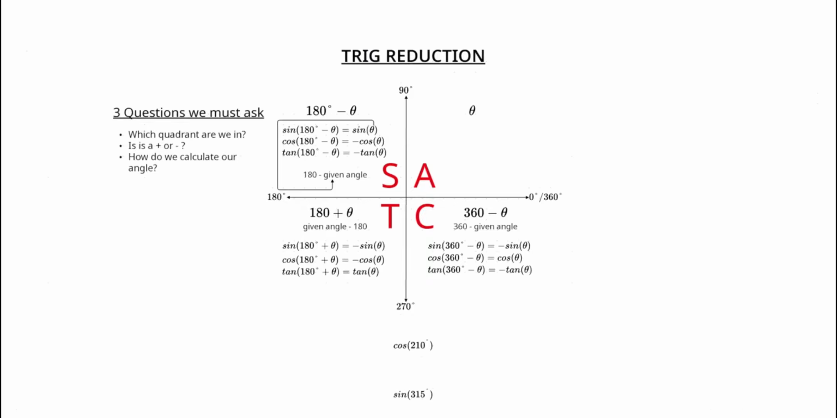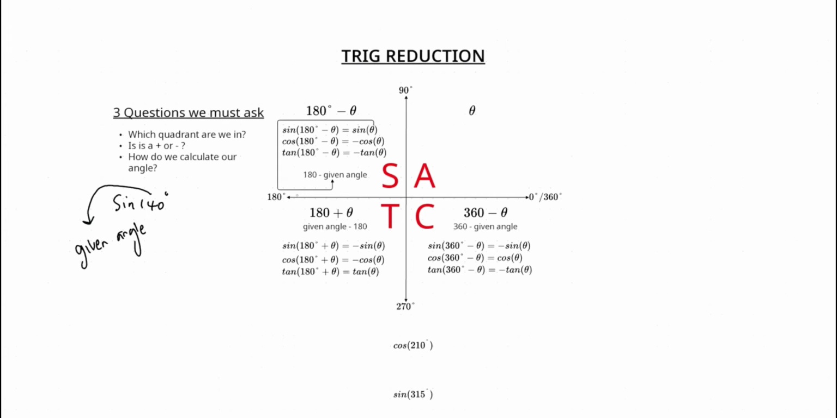So when we're given a question, let's take an example, sine 140. When we have sine 140 degrees, we're going to ask ourselves three questions. These three questions we have to ask whenever we get a question. And the first question we ask ourselves is, which quadrant are we in? We get that from the angle that's given to us. So our given angle here is 140. So we know that our given angle is clearly between 90 degrees and 180 degrees.